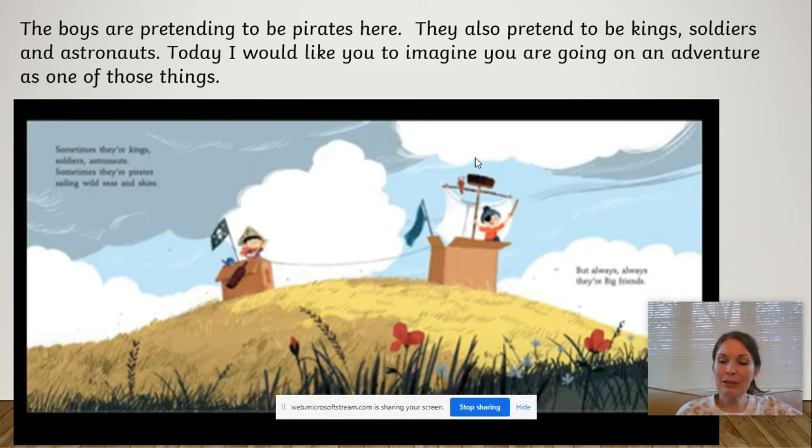So you might want to pause here and make your choice. Which one would you like to be? Because that's what you're going to plot your story round. And today, we're not writing a story, we're plotting a story in pictures. That's what a story map is. So make your choice.